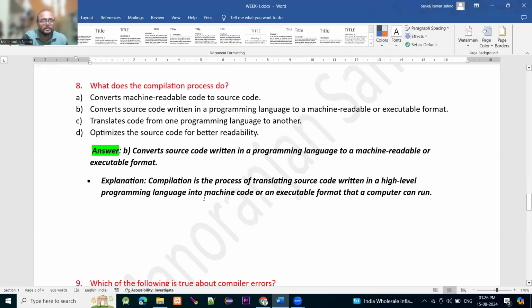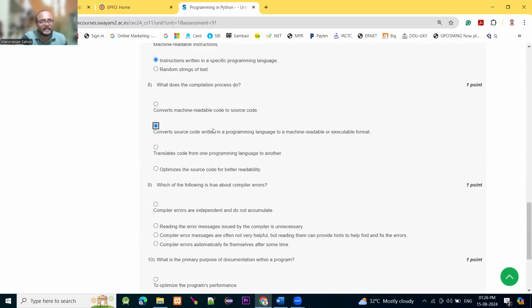So compilation is the process of translating source code written in a high level programming language. High level means user defined language, into a machine code or an executable format that a computer can run. Okay, so question number 8, B is the right answer.